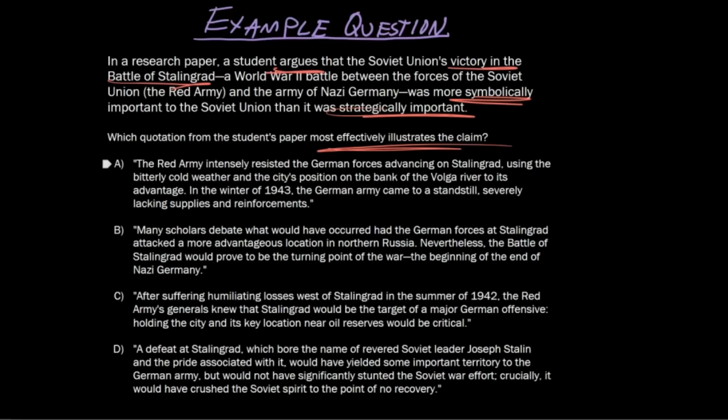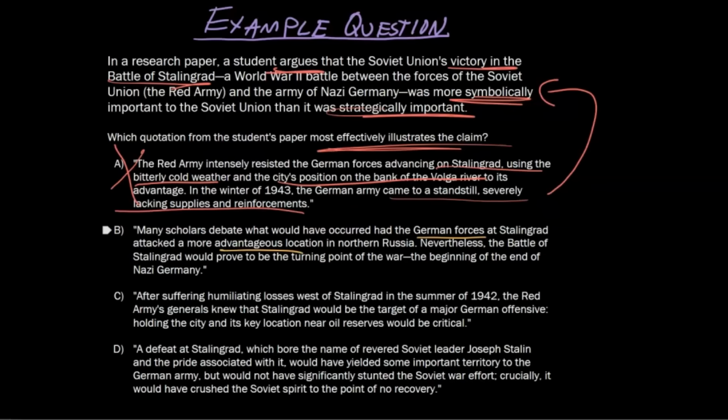Let's take a look at this. Does this really think about symbolically? No. This is describing how the war was fought here. This is describing the Battle of Stalingrad itself. So this is not the correct answer. Let's take a look at the next one. Most scholars debate what would have occurred if the German forces attacked a more advantageous location. That's not related to this at all. This is not the answer, okay?